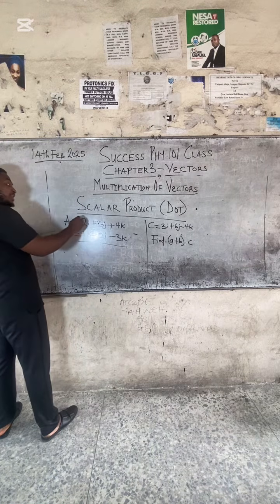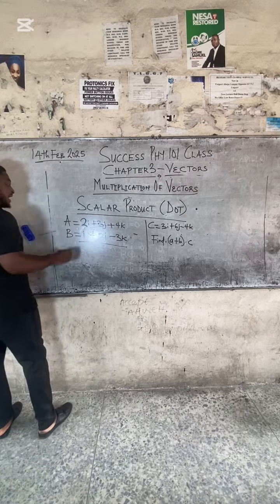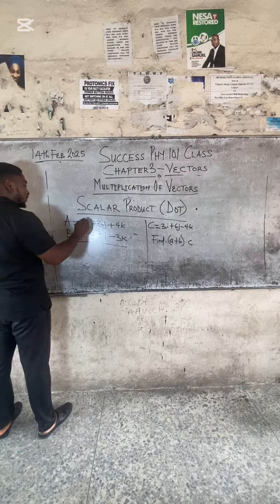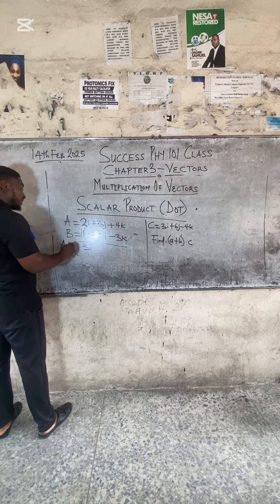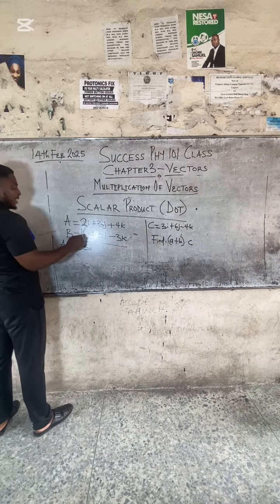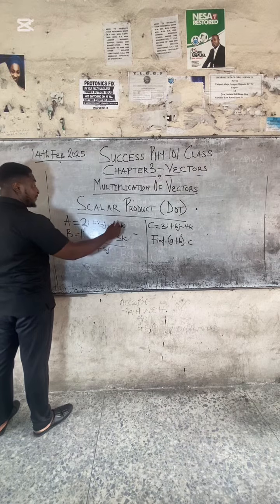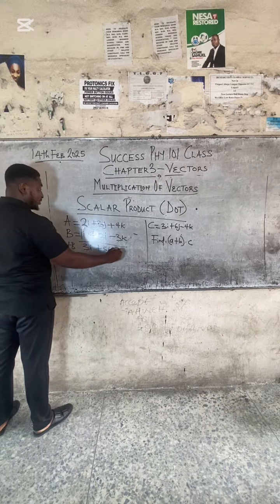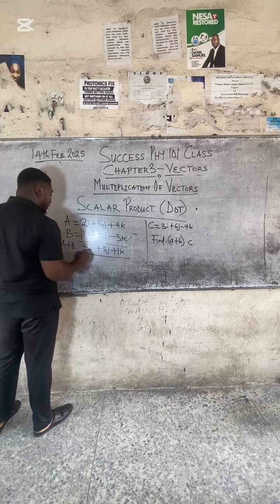So this is a combination of addition and what? Multiplication. Add this 2I, this 1I, 2 plus 1. I want to find A plus B first. Class, the question said A plus B first, then dot. 2 plus 1 is 3, 3 plus 2 is 5J, plus 4 minus 3 is plus 1K. Class, this is A plus B.